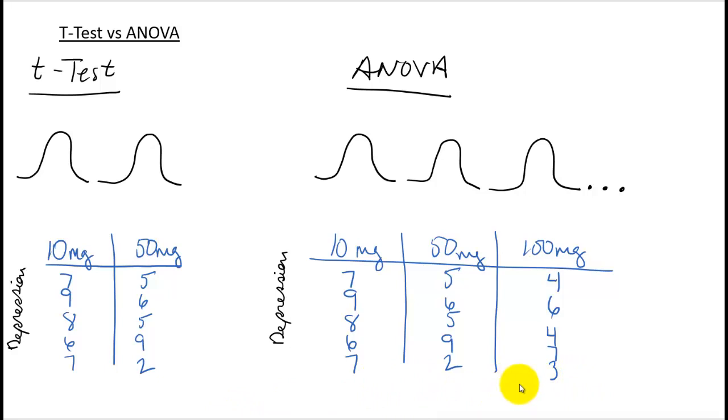And all we have to do for an ANOVA in order to reject the null hypothesis is find a significant difference anywhere between these 3 groups. For example, it could be between 10 and 50, it could be between 50 and 100, it could be between 10 and 100. All we're interested in seeing is, is there a significant difference anywhere? And this is the big difference between the t-test and the ANOVA.